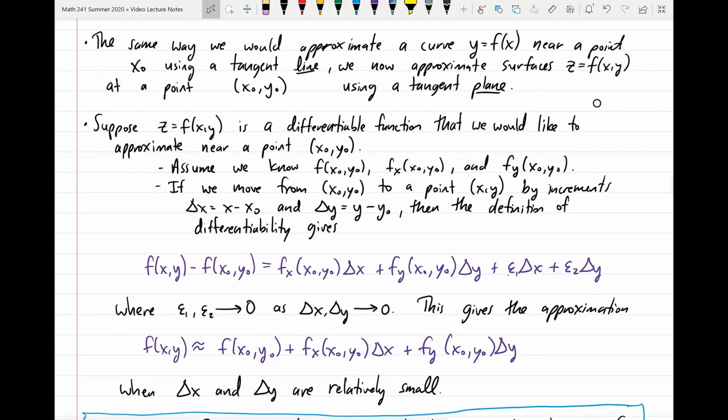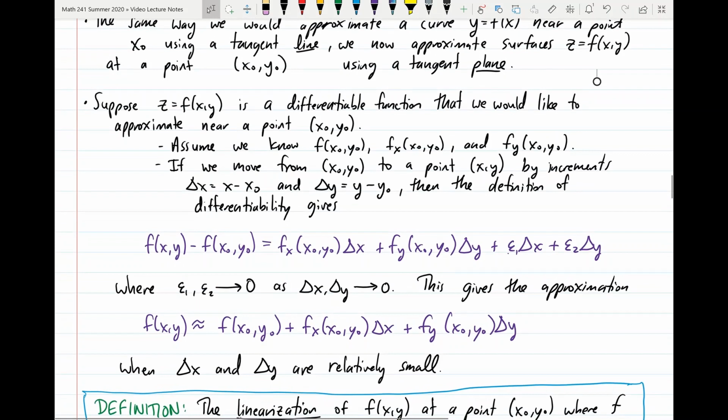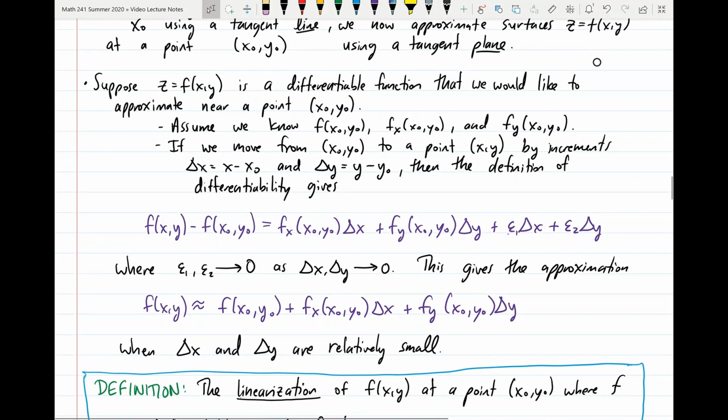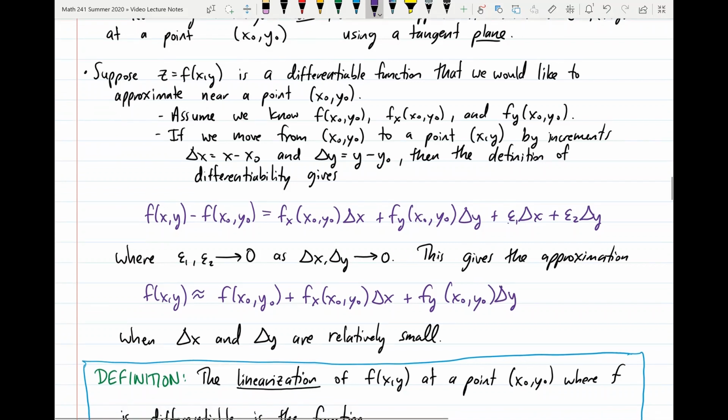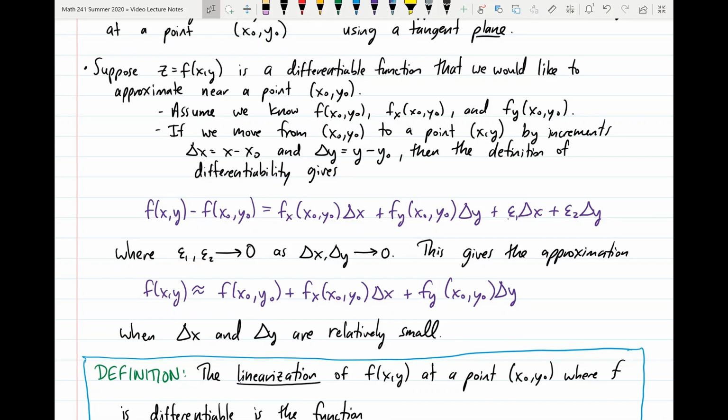So assume that we know the value of f of x naught, y naught. We also know the partial derivatives with respect to x and y at x naught, y naught. Then if we move from the point x naught, y naught to a point x, y by increments given by the change in x, which is equal to x minus x naught, and the change in y, which is given by y minus y naught, then the definition of differentiability, which comes from section 14.2, I believe. I just briefly talked about it at the end.